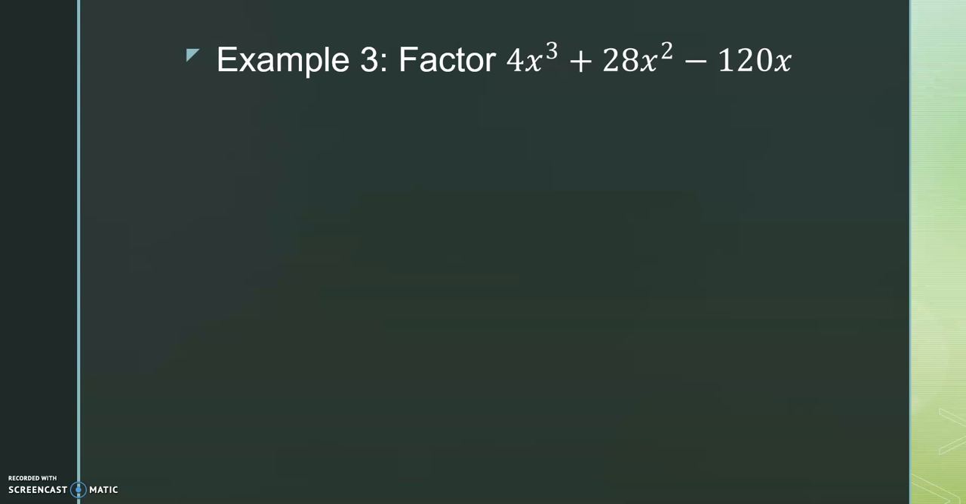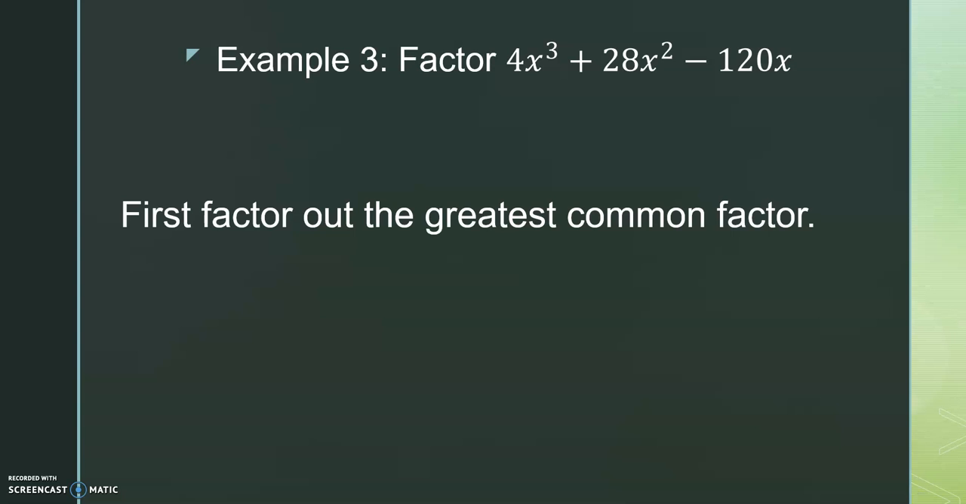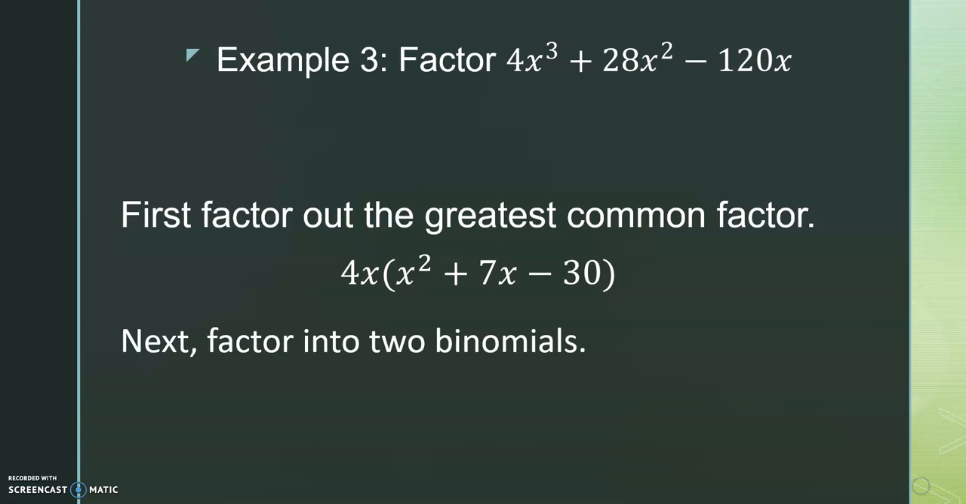Example 3, factor 4x cubed plus 28x squared minus 120x. First, factor out the greatest common factor. Greatest common factor of those 3 terms is a 4x. So it's 4x times x squared plus 7x minus 30. Now we want to factor that trinomial into two binomials. So what multiplies to negative 30 and adds to 7? Positive 10 and negative 3. So factoring into the two binomials, we have 4x times x plus 10 times x minus 3.